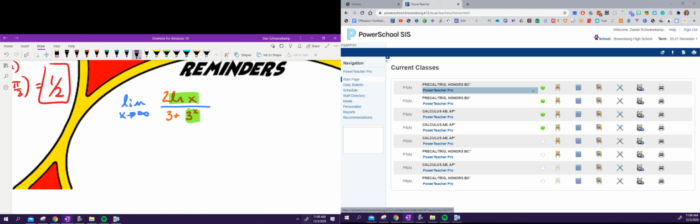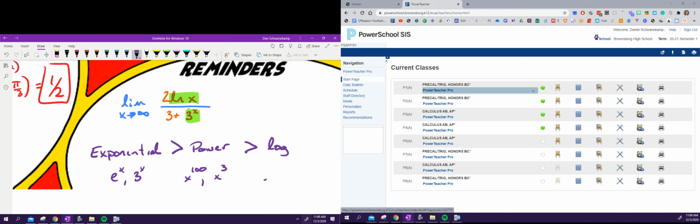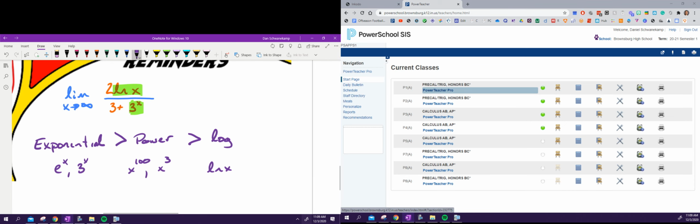So a reminder of this idea: exponential functions, something like e to the x or 3 to the x, are going to be bigger than a power, like, no, I lied, x to the 100th power, or like x cubed. Exponentials are bigger than powers, and powers would be bigger than logs, like natural log of x or log base 2. That is a hierarchy that you need to remember as we do this.